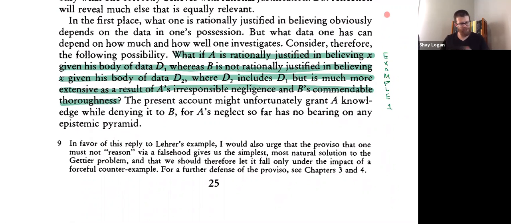Okay. So what Sosa's pointing out here is that the account he's given so far would give us that sort of unintuitive result. That on the account he's given so far, me just glancing at it and saying, yeah, it's the Mona Lisa, would turn out to be knowledge. And you doing a deep dive, being really careful about it, and then being like, I'm not sure, you would fail to count as having knowledge. And that seems wrong. It seems like there's something that's gone wrong here.